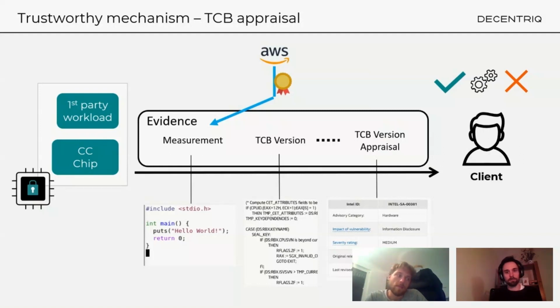In the AWS Nitro threat model, the hypervisor is completely trusted. So what this means is that on one hand, they don't need to really expose any kind of versioning scheme in the attestation evidence, but on the other hand, it's a weaker threat model. So you need to trust Amazon.